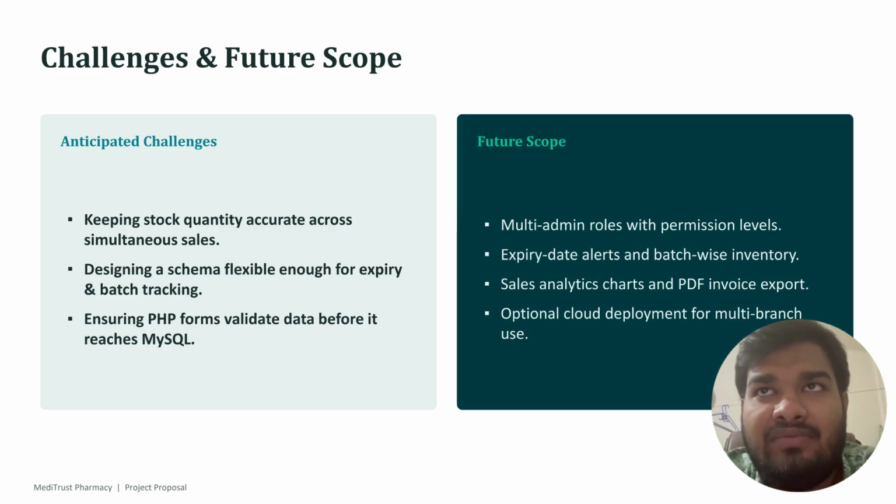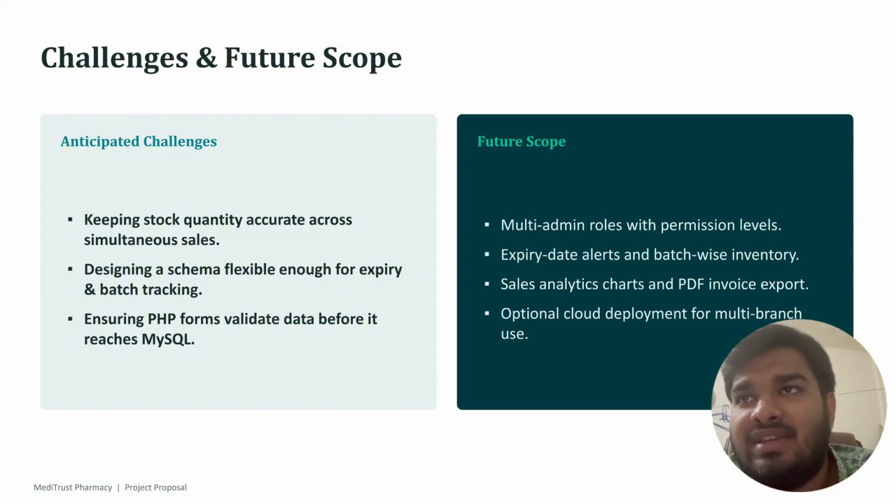So what are the challenges and future scope of this project? Anticipated challenges: keeping stock quantity accurate across simultaneous sales, designing a schema flexible enough for expiry and batch tracking, and ensuring PHP forms validate data before it reaches MySQL. Future scope: multi-admin roles with permission levels, expiry date alerts and batch-wise inventory, sales analytics, charts and PDF invoice export, and optional cloud deployment for multi-branch use.